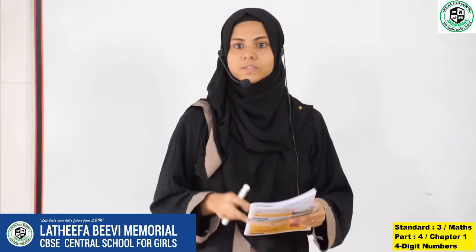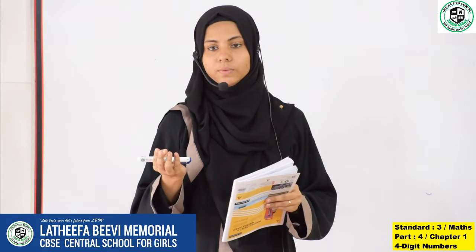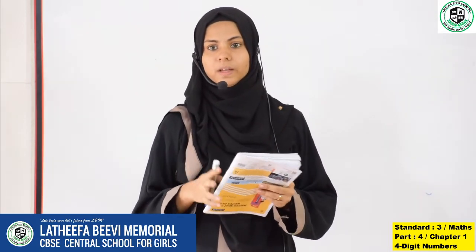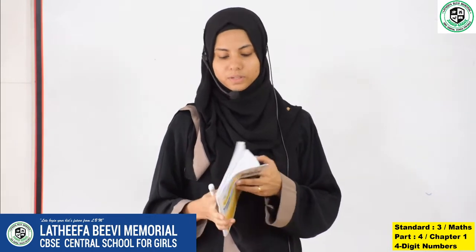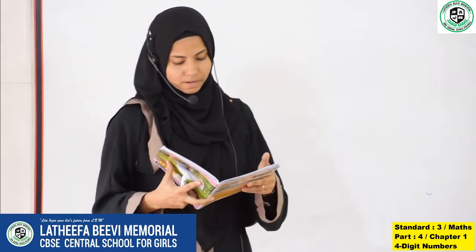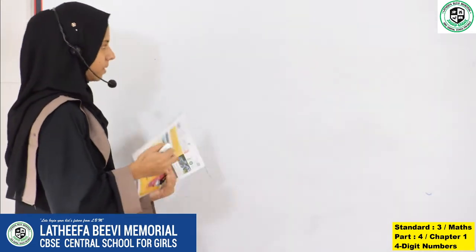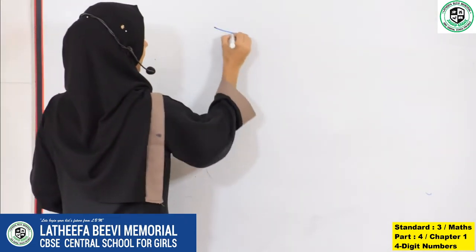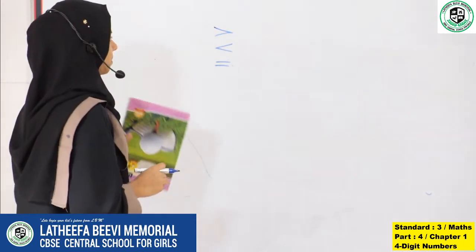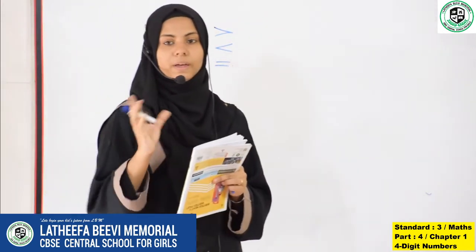So what we studied in the previous class is how to compare numbers, comparison of numbers. We have used three symbols for comparison of numbers. What are the symbols we used? Greater than, less than, or equal to. These are the symbols we use for comparing two numbers.